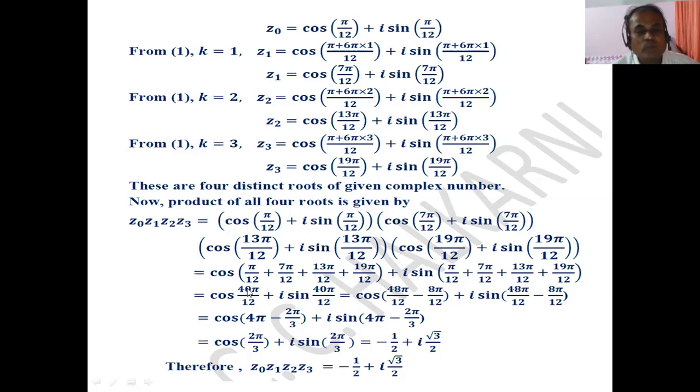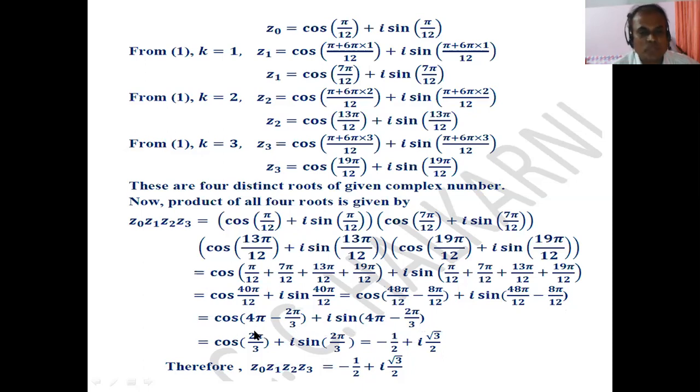Now again we simplify this angle in the form cos of 48 pi upon 12 minus 8 pi upon 12. The LCM is 12, so 48 pi minus 8 pi is 40 pi. So this is the simplified product, plus I sine of the same angle, 48 pi upon 12 minus 8 pi upon 12. Now again we simplify this. 12 into 4 is 48, and 4 into 2 is 8, so we get 3 here. So the simplified form is cos of 4 pi minus 2 pi by 3 plus I sine of 4 pi minus 2 pi by 3.